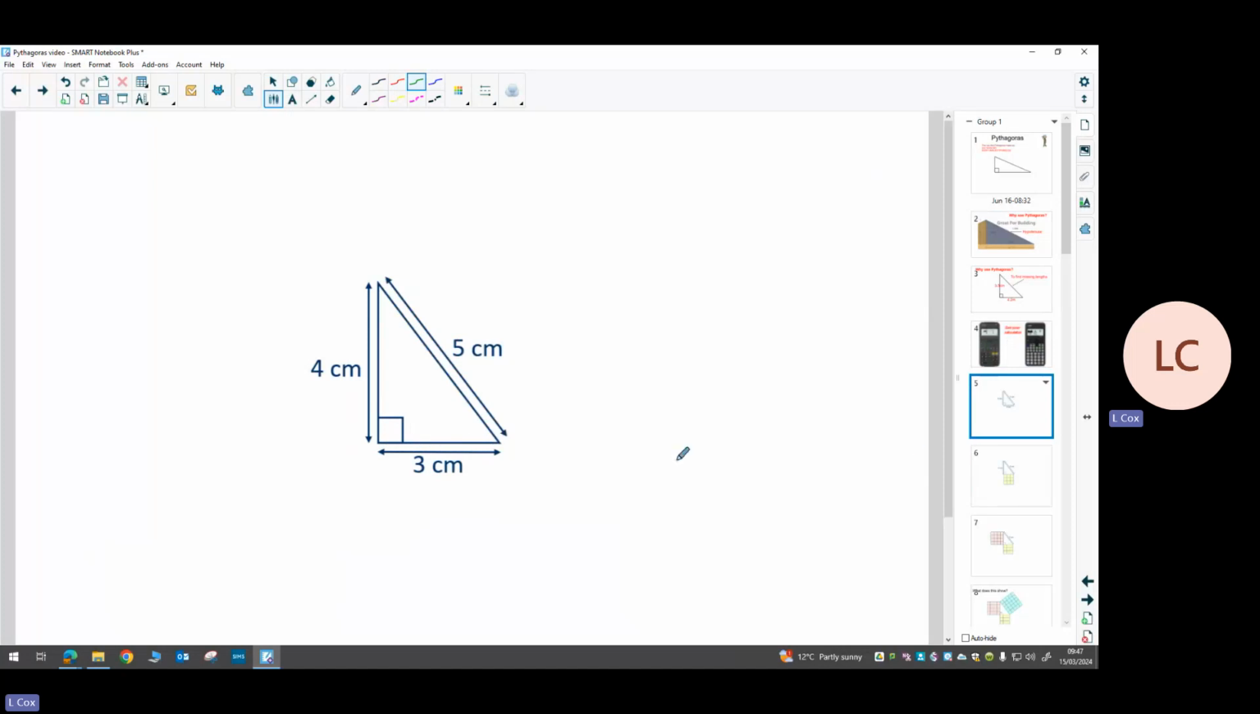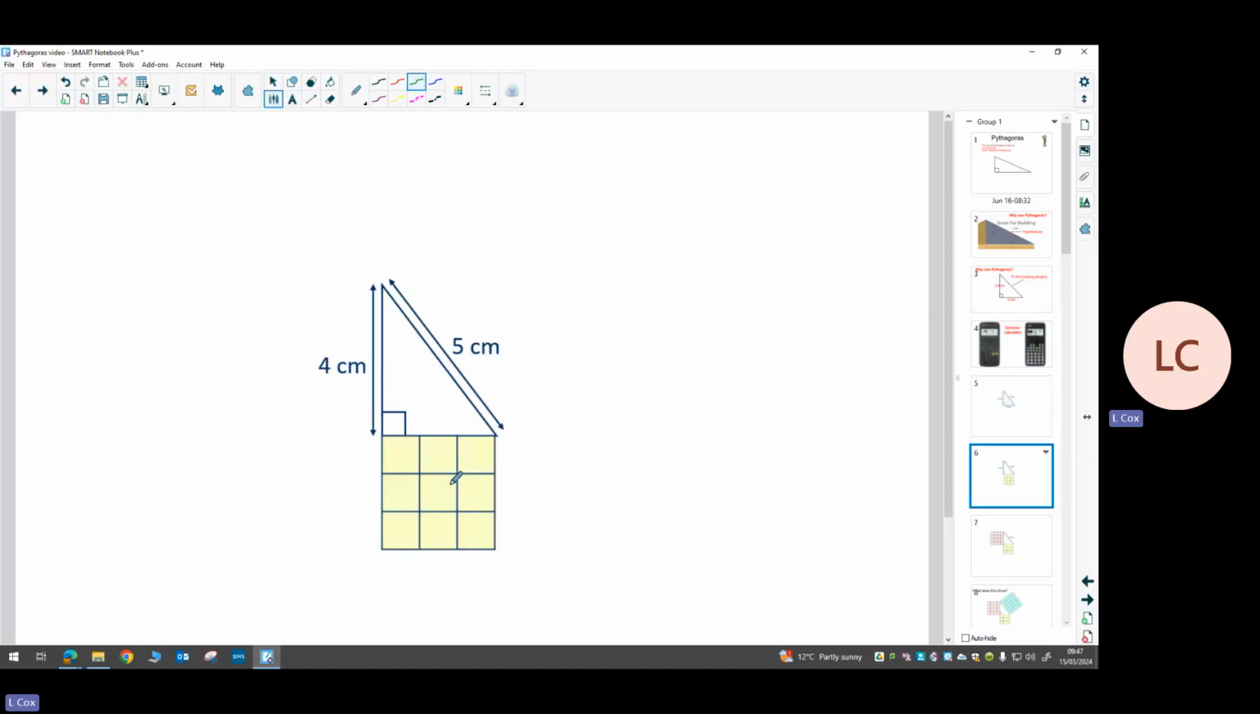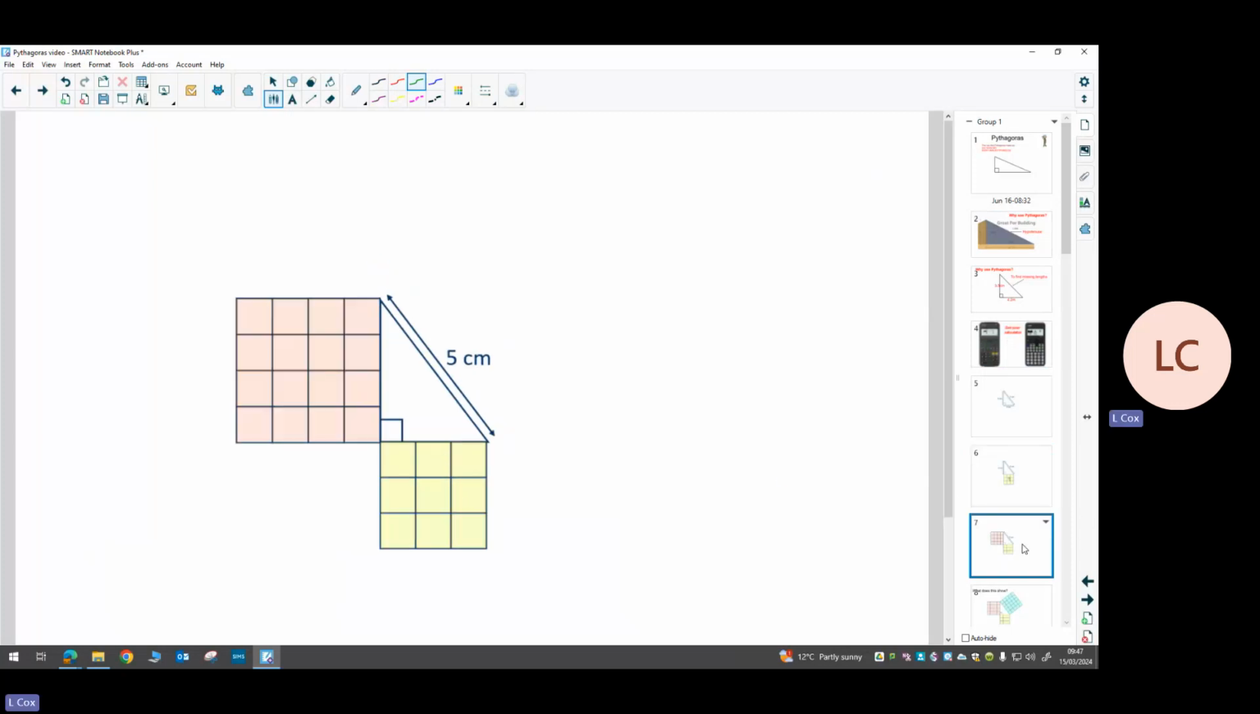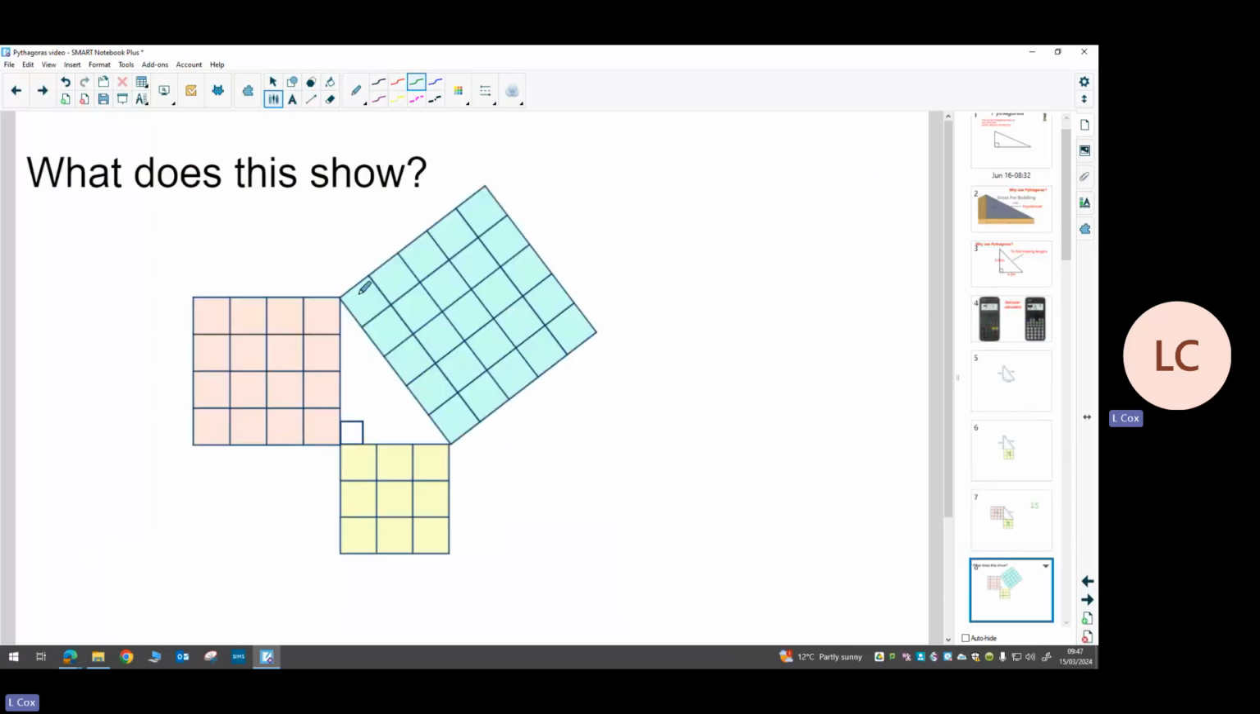If I've got 3 here and I square it, I get 9. If I have 4 here and I square it, I get 16. What happens if you add up the squares of the 2 straight sides like these? 16 add 9 is 25. And look what happens. I've got 1, 2, 3, 4, 5, 6, 7, 8, 9, 10. I've got 25 here.